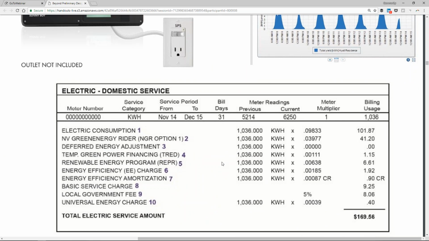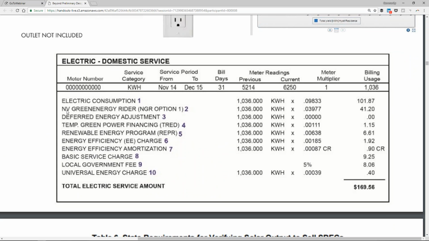So we have electric consumption of 1,036 kilowatt hours, and then we see this Nevada green energy rider option for 1,036 kilowatt hours. And wow, look, the price of electricity in Nevada is 9.098333. Let's just call it 10 cents a kilowatt hour. The renewable energy rider is 4 cents a kilowatt hour. And then there's all this other stuff.